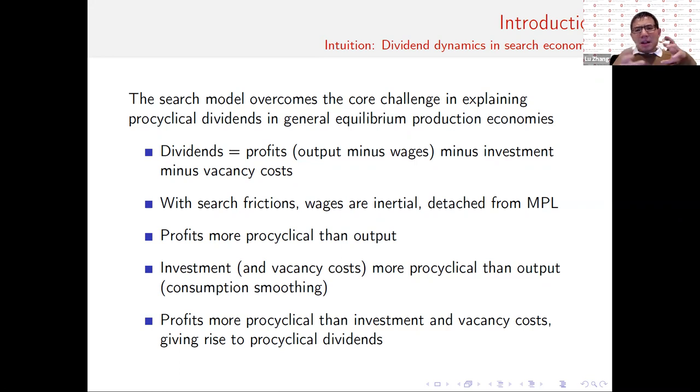Right, so the search model overcomes the core challenge in explaining procyclical dividends and thereby the equity premium, right? So in the search economy, with employment as another productive input, dividends are going to be equal to profits minus investment minus vacancy costs. So profits are still going to equal output minus wages. And one accounting point is that wages are current period expenses. Wages should be expensed away from economic profits or accounting earnings when it comes to measurement.